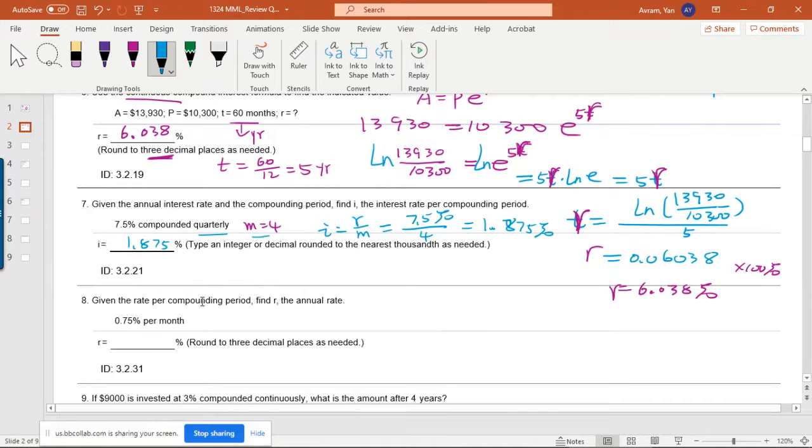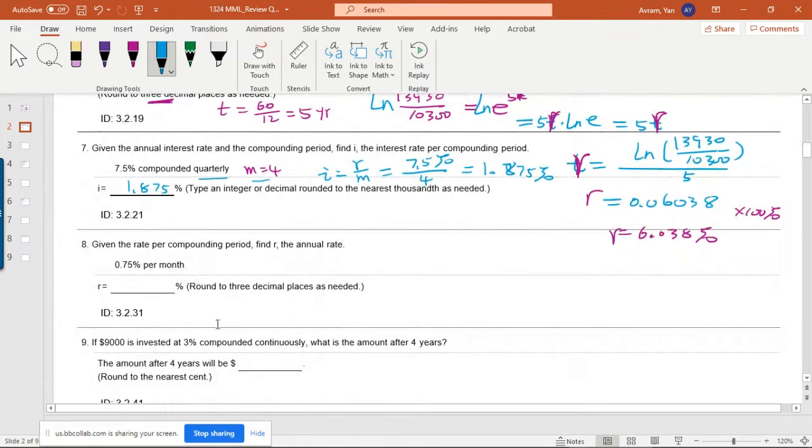All right. So given the rate per compound period, find the r, the annual rate. Okay, so if you have 0.75% per month, right? And what is the annual rate in here? Round to 3 decimal points. Okay, so this is i. And remember, we have i is equal to r over m. Okay, so how much is my r? My r, I will use m times i. So my i here is 0.75, and this is per month.